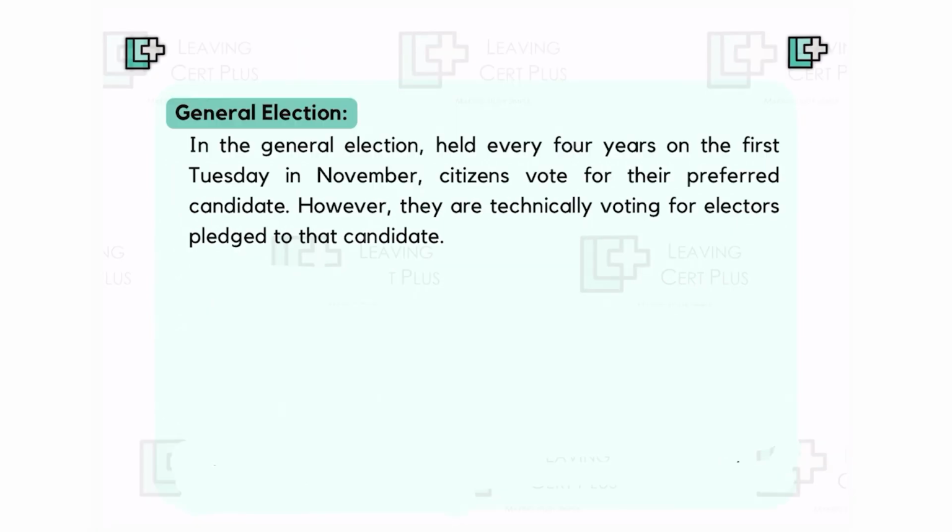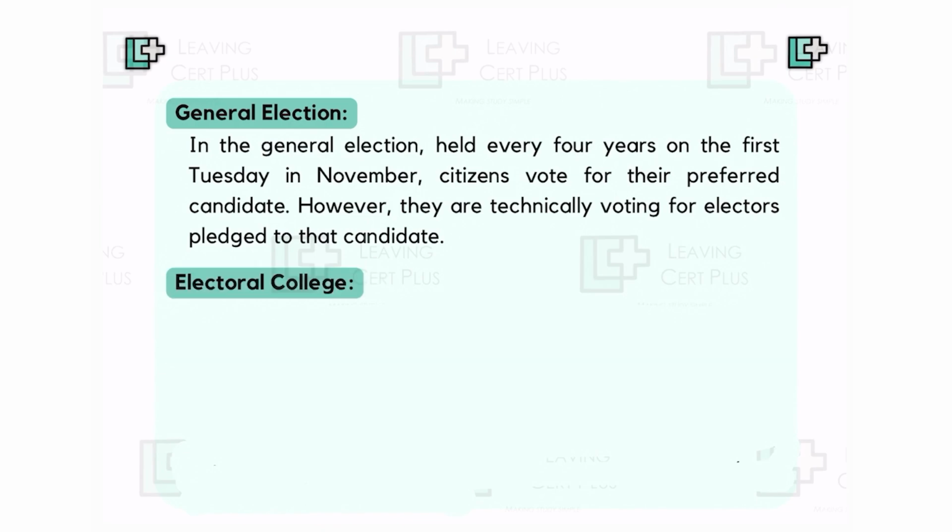Another important way in which the president is chosen in the US is via general election. The general election in the US is held every 4 years on the first Tuesday in November, and citizens vote for their preferred candidate. However, they are technically voting for electors pledged to that candidate. They are also voting for people to be in the House of Representatives, whether Republican or Democrat, and as a result the Republican or the Democrat nominee will get elected as well.